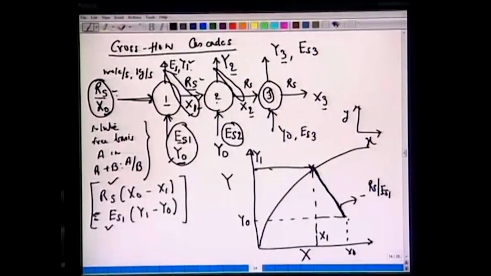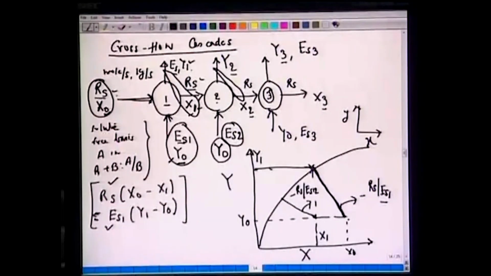Now, when the streams enter stage 2, again it encounters the same composition y0, but the flow rate is ES2. All it means is we mark the same point here, this is y1 and this is your y0, but now the flow rate, if we assume that ES2 is different from ES1, we will have a different slope here, which will hit here with a slope of minus RS over ES2.